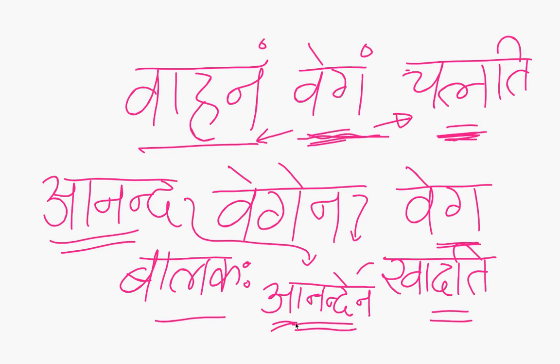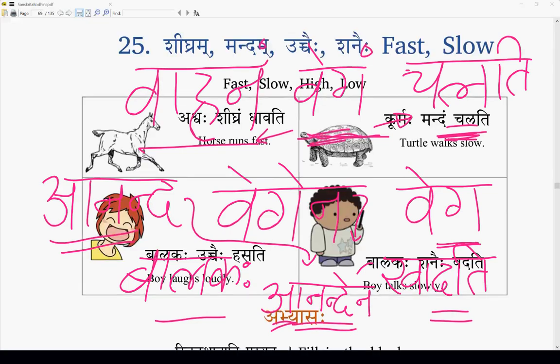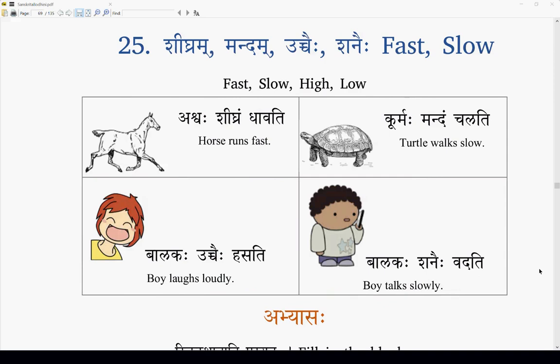So Vegena, Anandena. This is another thing about Kriya Visheshanam: one is if you are describing the guna or quality like Sundaram gayati, sundaram likhati, sundaram vadati. That's one way. And if there is an action we want to indicate, anandena khadati, vegena gacchati, these will be in the Tritiya Vibhakti. And some of them will be an avyayam, kriya visheshanam, so that we already know. Like shanaihi, mandam, shighram, uchchaihi. Though mandam is not always avyayam. In this case it is avyayam, a kriya visheshanam coming as an avyayam.